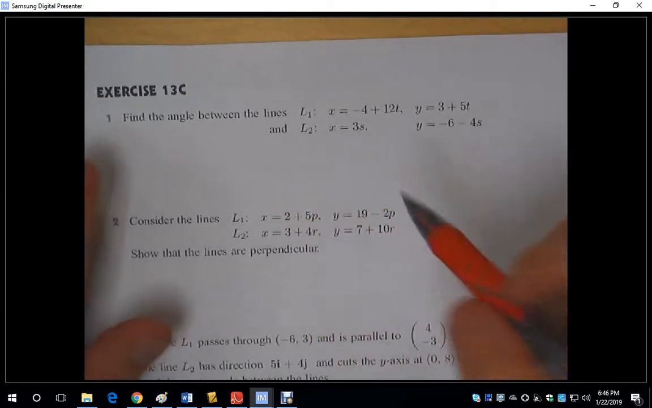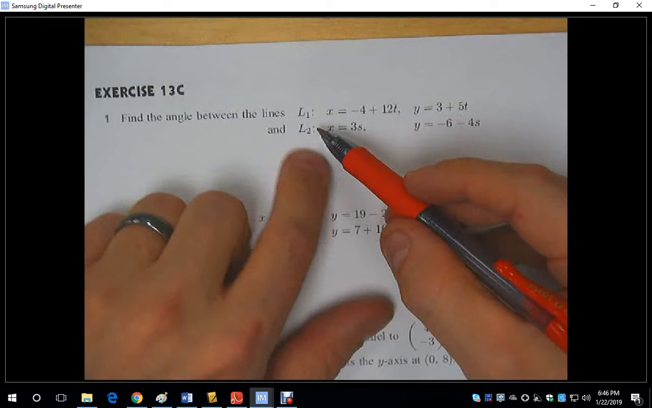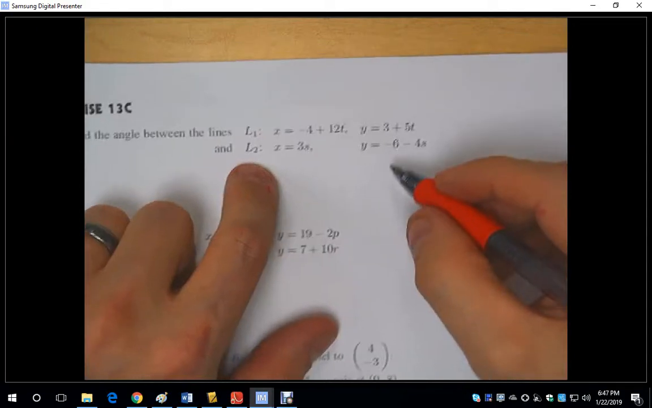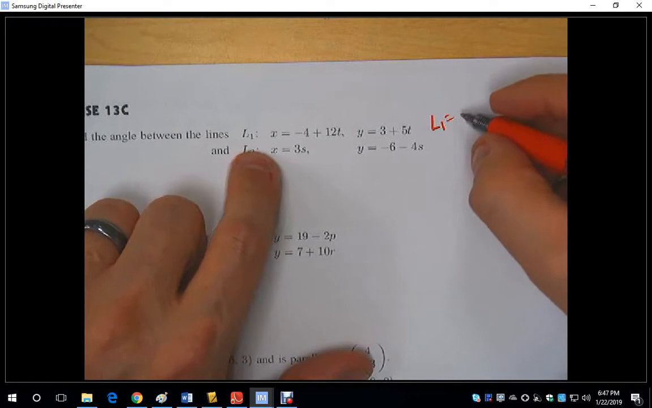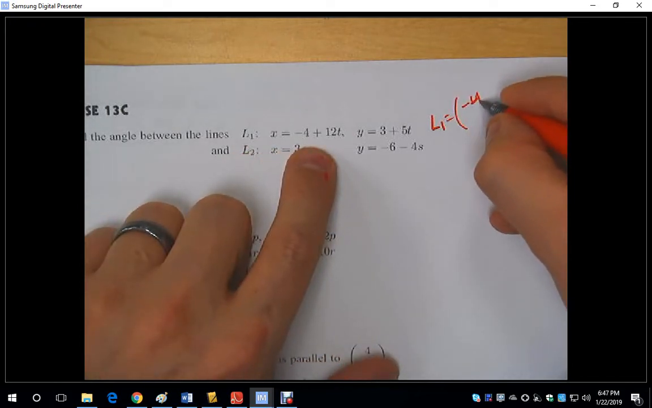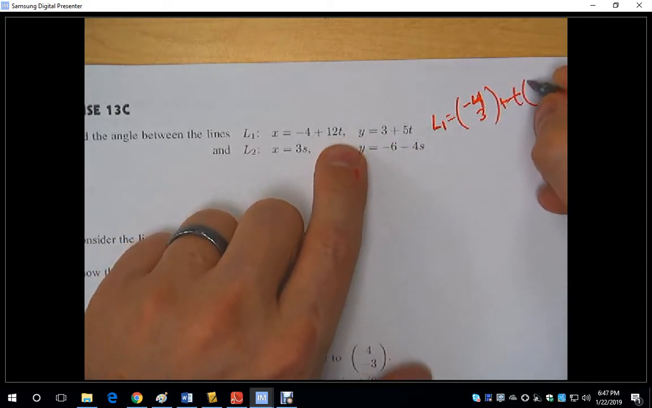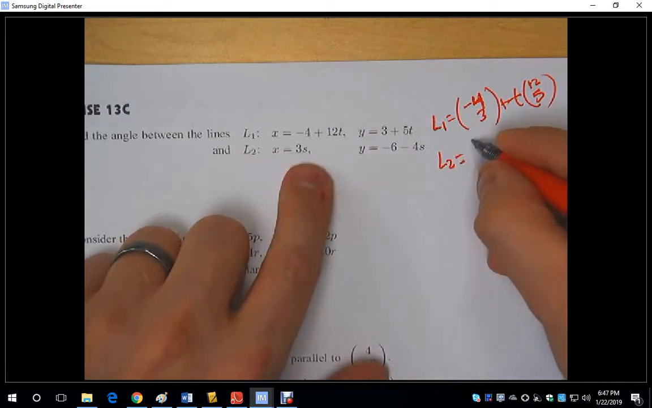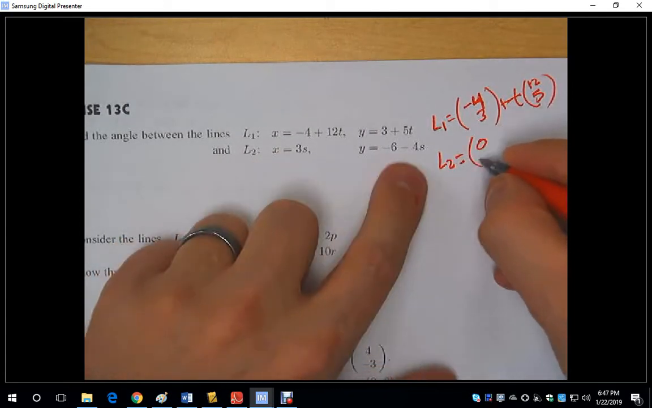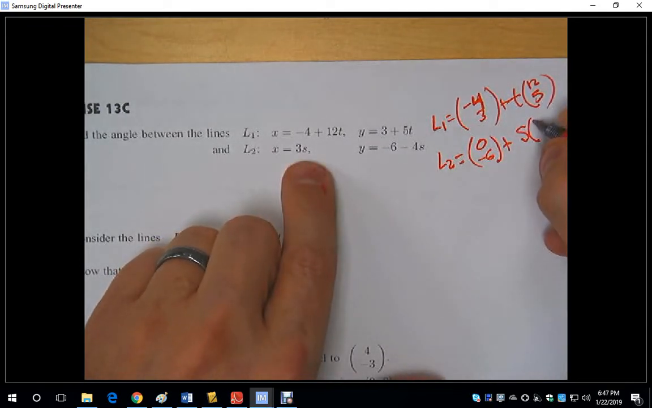I want to find the angle between L1 and L2, and both of these equations are written as parametric equations. So let's translate these parametric equations into vector equations. We have (-4, 3) plus t times the direction vector of (12, 5). And our other line, L2, we have (0, -6) plus s times our direction vector of (3, -4).